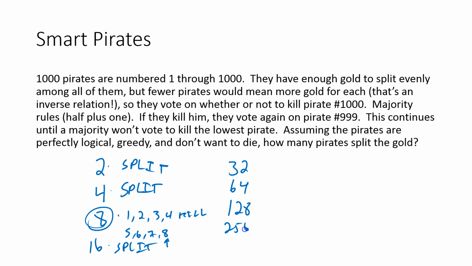And then 256, 512. The next power of 2 is 1024, but we started with 1,000 pirates. So if we start with 1,000 pirates, pirates number 1 through 512 know that they're going to be safe if it gets down to that number. So they will vote to kill pirate 1000, 999, 998, all the way down to 513, and 512 pirates will end up splitting the gold.